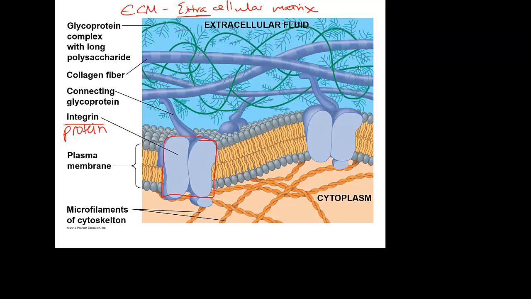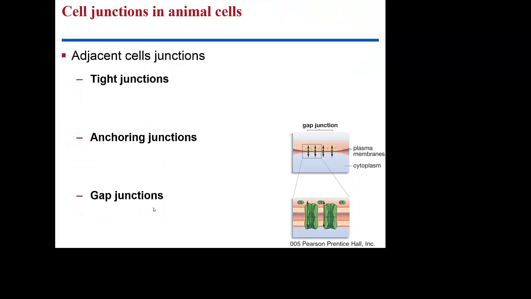So on the outside, you get all of these connecting glycoproteins, collagen we've talked about before, giving structure, support, elasticity to the environment. And then inside the cell, we have those microfilaments that are anchoring in and giving support to the cell. So there's a lot going on to help this cell keep its shape. The problem is we've got to figure out how it can communicate with other cells.